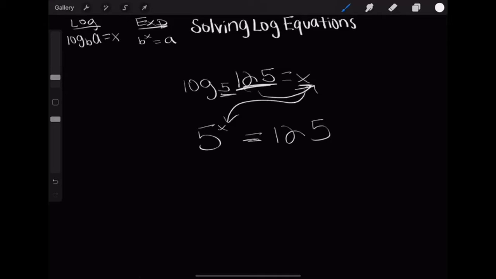Now we just have to solve for x. 5 to what power gives you 125? That is 3, so your answer is just x equals 3, and you're done. That's pretty easy. Now we'll do another problem.